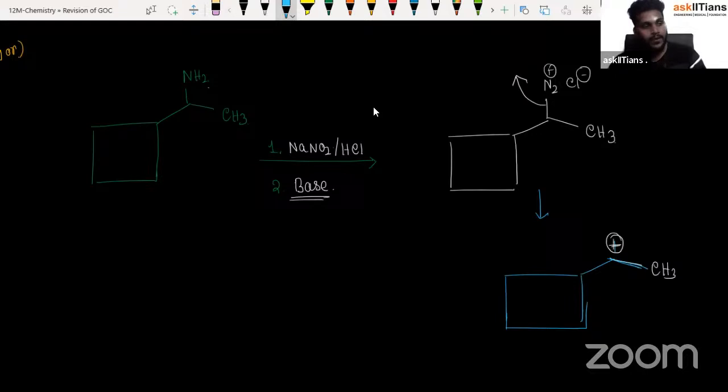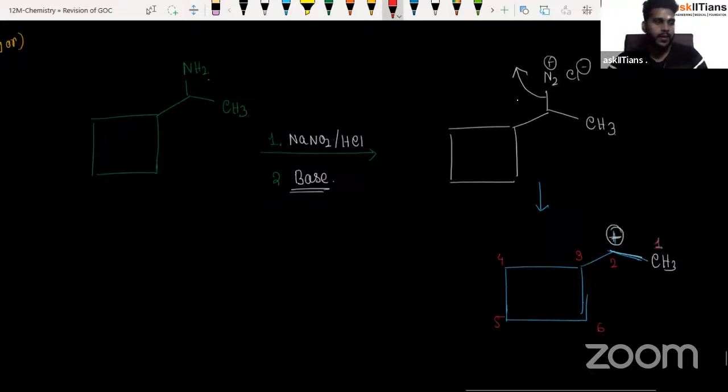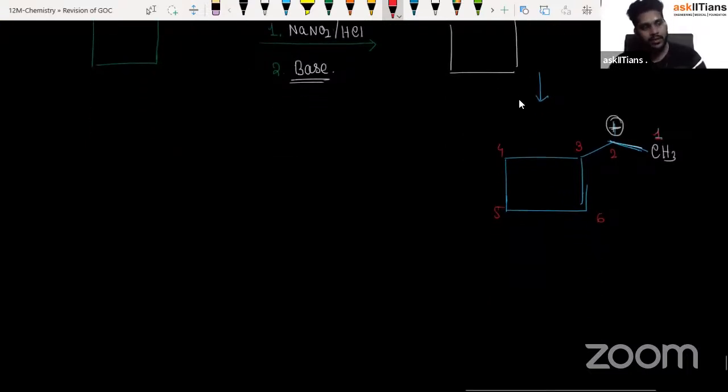Then give it the numbers. So carbon number 1, carbon number 2, carbon number 3, 4, 5, and 6. Now, how the ring expansion is going to happen? Any of the bonds. Like you can take carbon number 3,6 bond, or you can take carbon number 3,4 bond. Any of the bond. Ask it to expand.